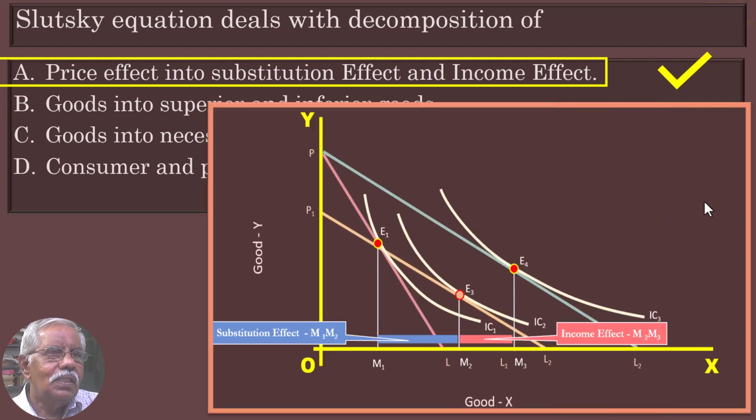Look at this graph. It shows the Slutsky way of splitting the price effect into substitution effect and income effect. M1, M3 shows price effect. M1, M2 shows substitution effect. M2, M3 shows income effect. Thus, he decomposes the price effect into substitution effect and income effect.